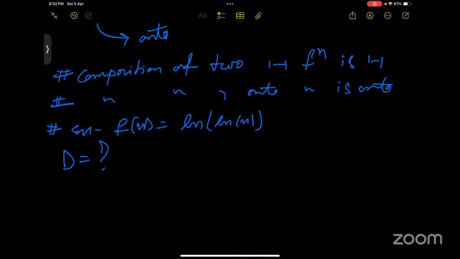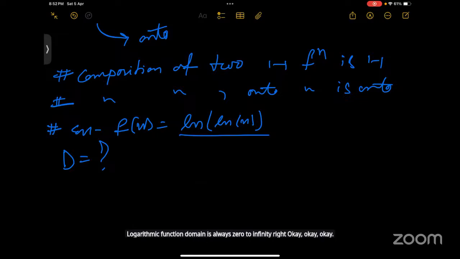Logarithmic function domain is always 0 to infinity, right? But it is ln of ln x. What will be the domain of this function? The inverse of ln is the exponential. Inside, the inner function ln x has range minus infinity to infinity.